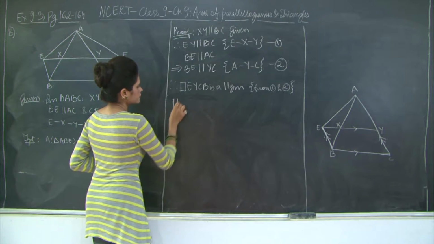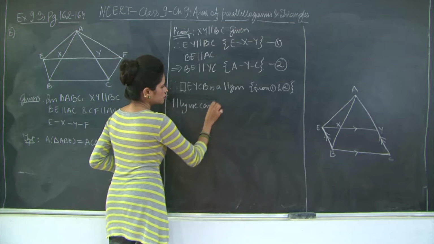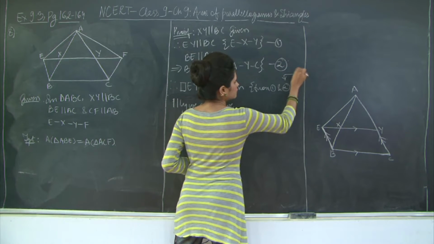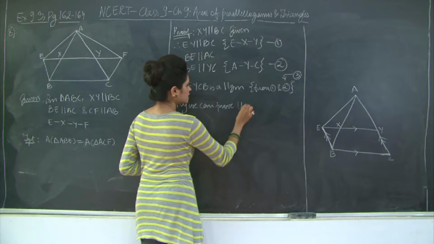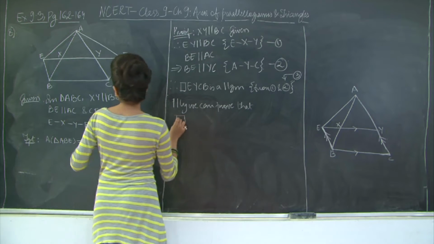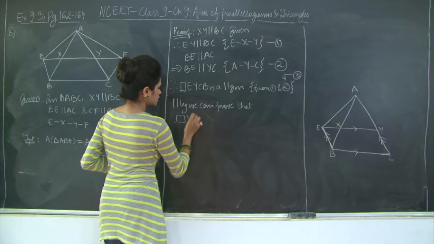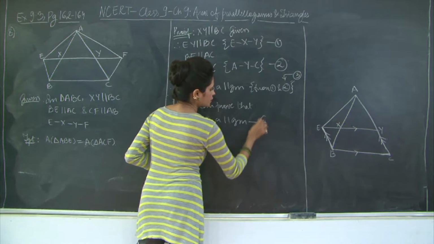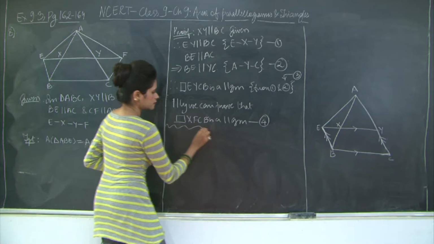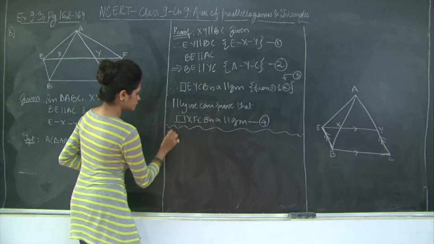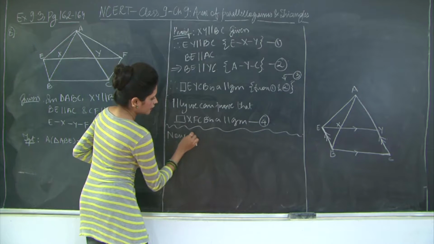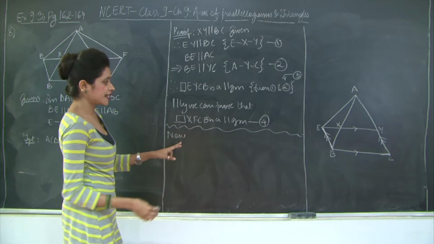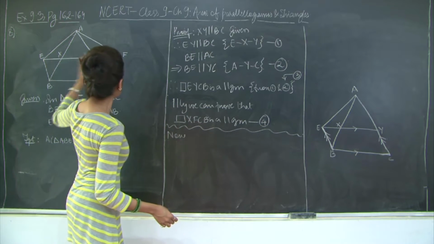Similarly, we can prove, let's mark this as 3. Similarly, we can prove that quadrilateral XFCB is a parallelogram. Let's mark this as 4, right? Now, these two parallelograms are equal to each other. The areas of these two parallelograms are equal because they lie on the same base BC and common parallels EF.